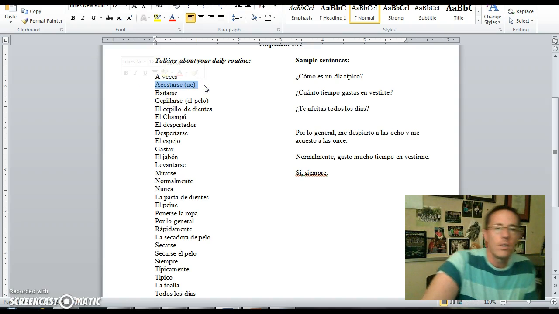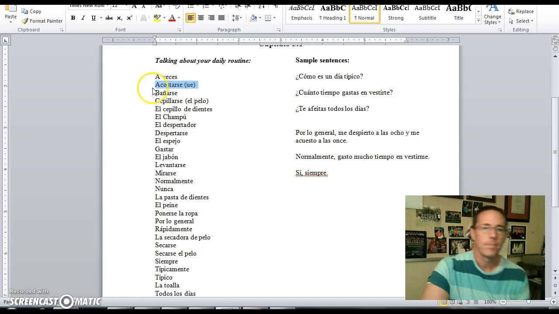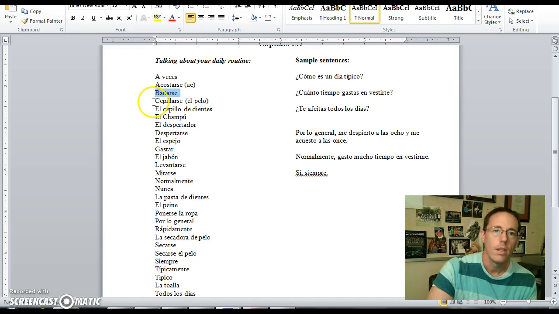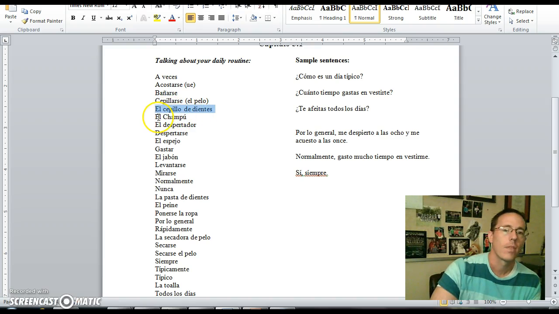Acostarse is to go to bed. Bañarse is to take a bath. Cepillarse is to brush, so cepillarse el pelo would be to brush your hair. Cepillarse los dientes would be like to brush your teeth. El cepillo de dientes is a toothbrush.